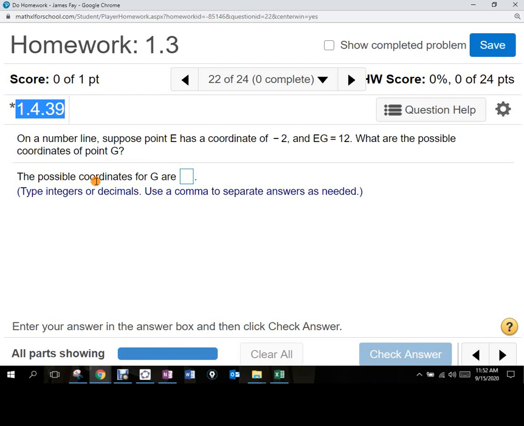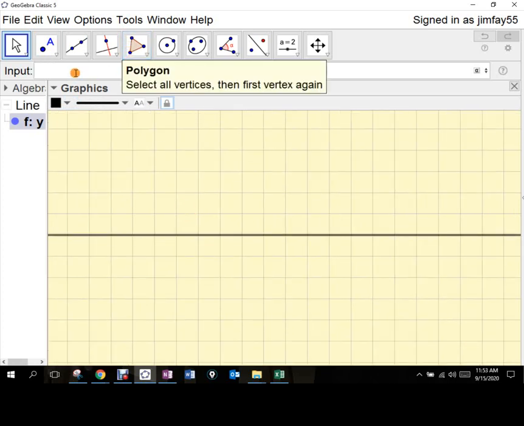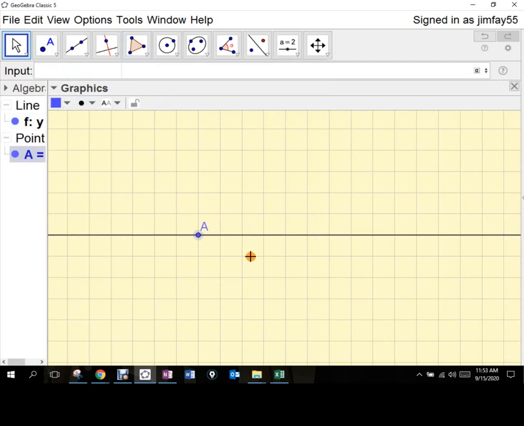But this one says, on a number line, suppose point E has coordinates -2 and EG equals 12. So what are the possible coordinates of point G? So this wants 2 answers. Think about this real quick. If I have our number line here, let me just put in a number line. Let's go y equals 0. I put the point, so that point right there would be 0, right?